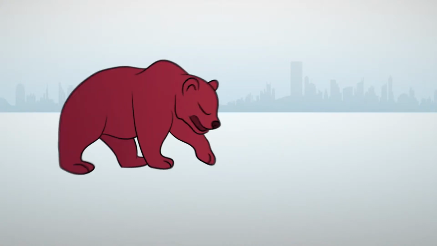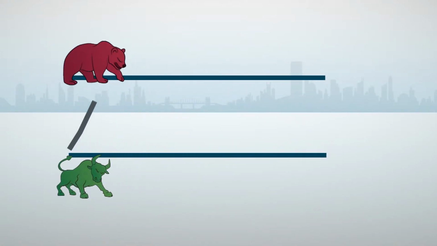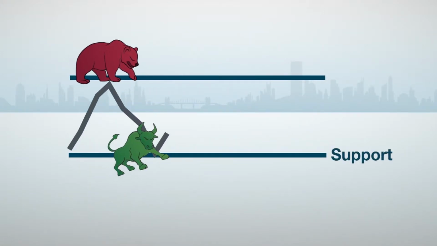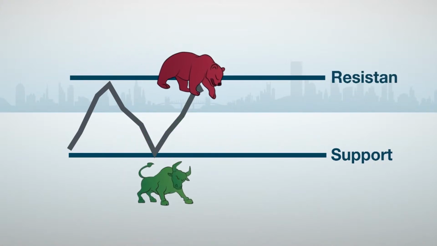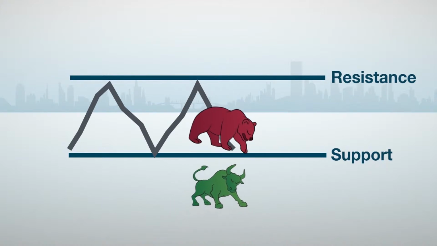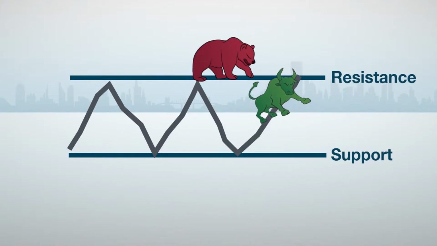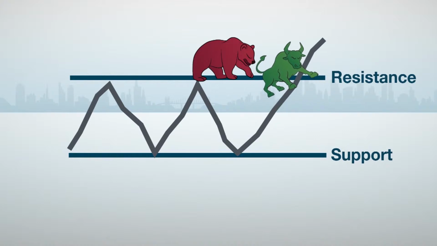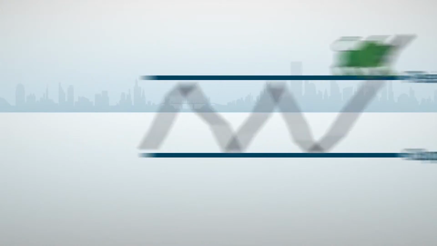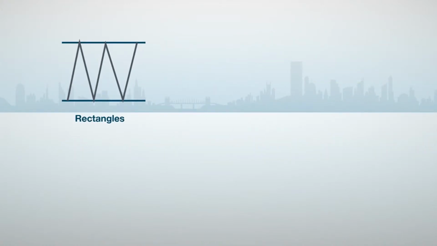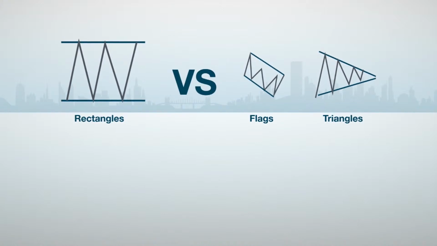Rectangles form when bearish and bullish investors are trading a stock evenly. This means that when the price nears support, buyers come in and push the price higher. And when the price nears resistance, sellers take over and force the price lower again. Just like a game of tug-of-war, eventually one side proves stronger, and the price either breaks out of resistance or falls through support. Rectangle patterns are similar to flag and triangle patterns, but there are some important differences.